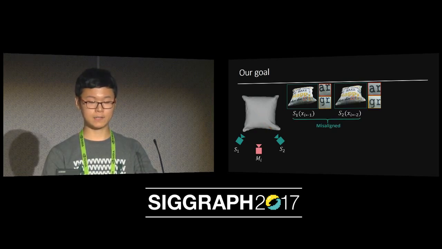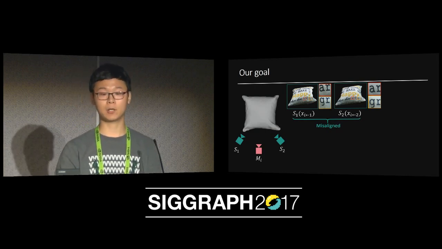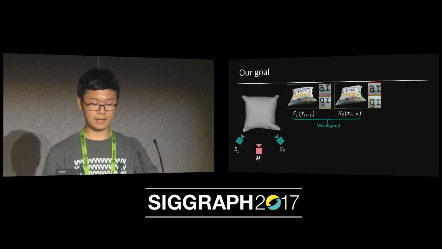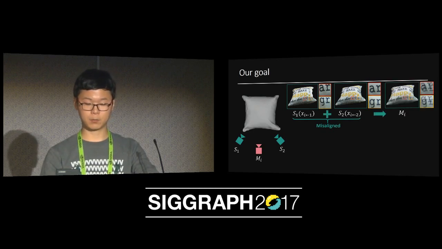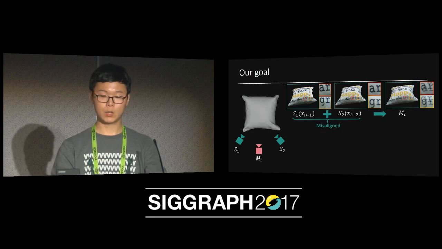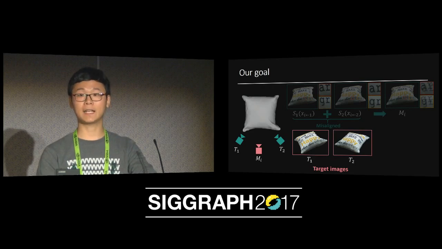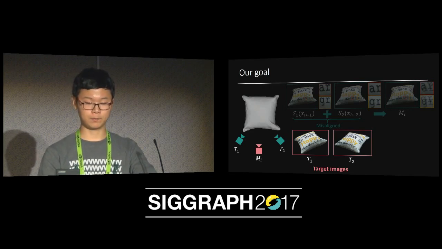Due to the inaccuracies in the geometry, camera poses, and optical distortions, the two projected source images are typically misaligned. For example, the inset shows that the positions of the characters AR and GR in the two projected source images are different. Therefore, combining these projected source images produces a texture map with blurring and ghosting artifacts. So to solve this misalignment, we aim to synthesize two aligned images for S1 and S2, which we call target images, namely T1 and T2.